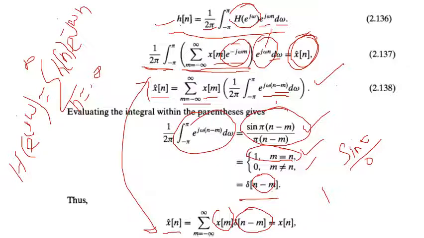So x hat of n is the summation as it is, x of m as it is, and then we have this after solving the summation. We know that if I multiply x of n with the delta impulse, we are going to get x of n, because the impulse is defined at n. So this is the proof that if I take the inverse Fourier transform of a Fourier transform, I will get ultimately the original signal. Okay, so you just need to go through it one or two times, and you will understand.